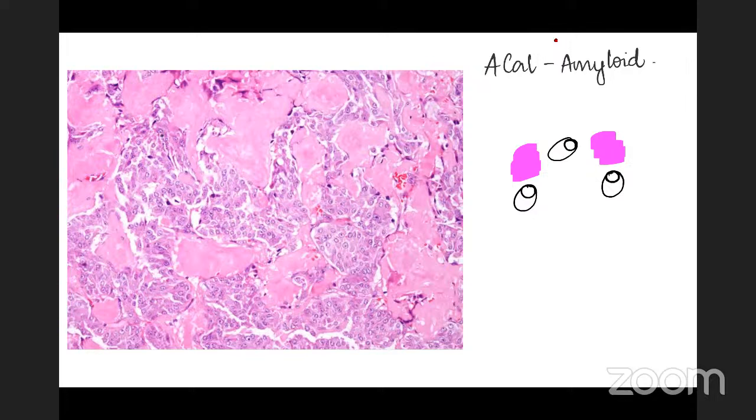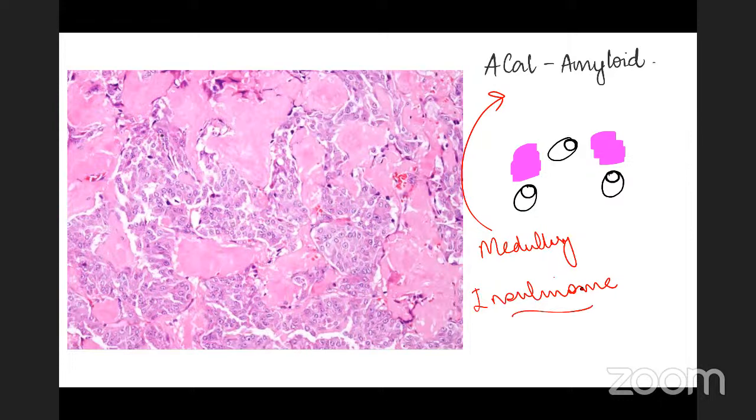Medullary carcinoma of thyroid has a very typical amyloid deposit. This is called ACAL. Apart from that, insulinomas also have amyloidosis. So these are two cancers which can have amyloid with them. Medullary carcinoma of thyroid typically has amyloid, and insulinomas also have. Very good.